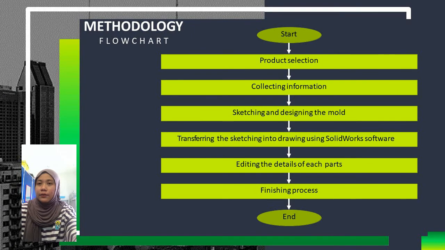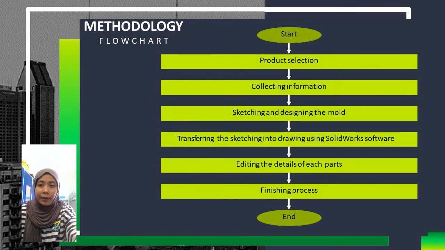Okay. For the flowchart methodology, in product selection, we choose a product. We choose 5 types of product and we discuss which product will be in this project. And then next is collecting information. In collecting information, we discuss if there is any use of undercuts, like the through hole, how about the corner and so on.